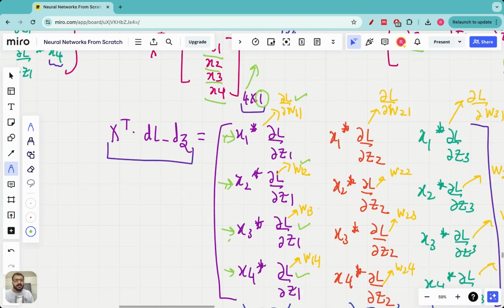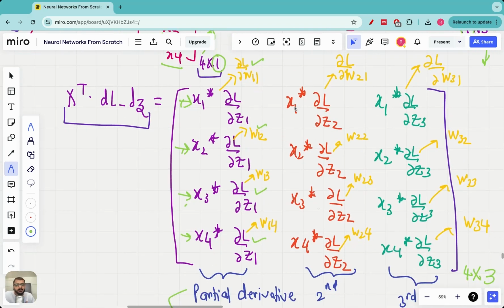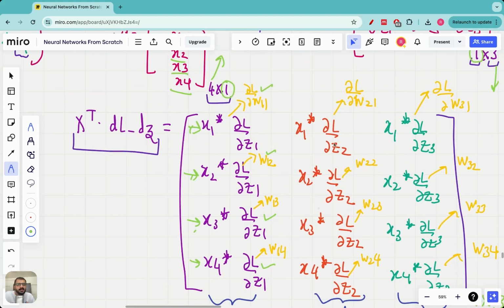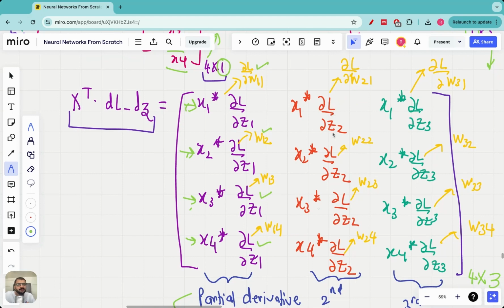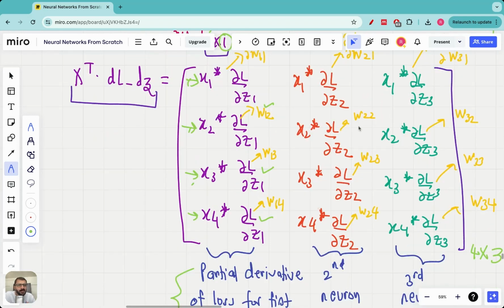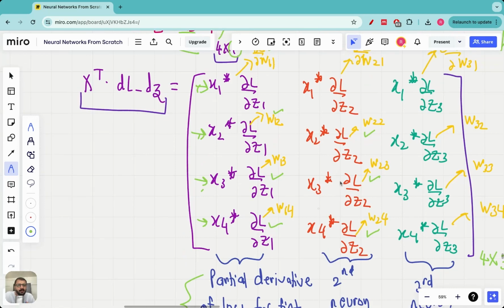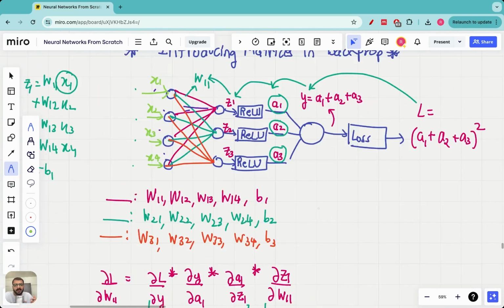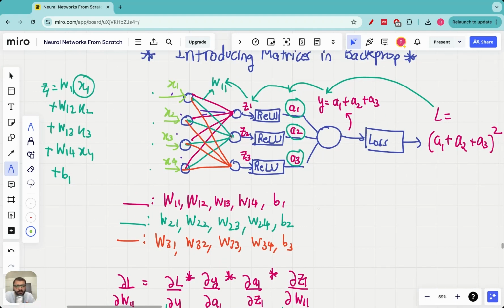Now let's look at the second column. The second column will be, so x1, x2, x3, x4 will stay the same because we'll use the rows of these, but the product term will be partial derivative of L with respect to z2 instead of z1. So this will turn out to be partial derivative of L with respect to W21. This will be partial derivative of L with respect to W22. This will be W23 and this will be W24. So it turns out that the second column gives us the partial derivative of loss with respect to the second neuron weights, which means all the weights which are shown in the green color here.